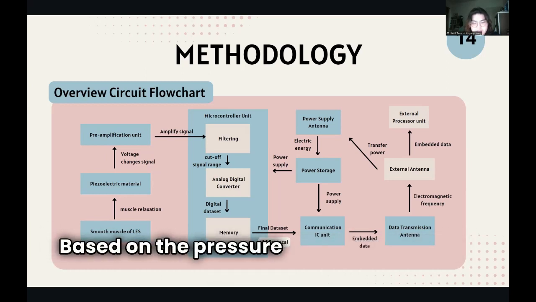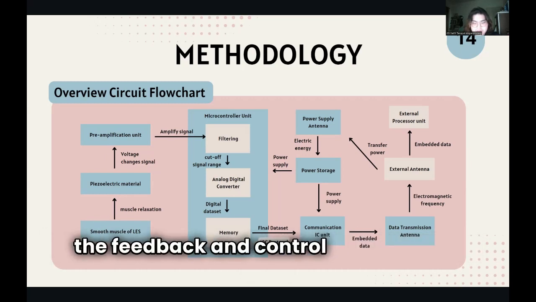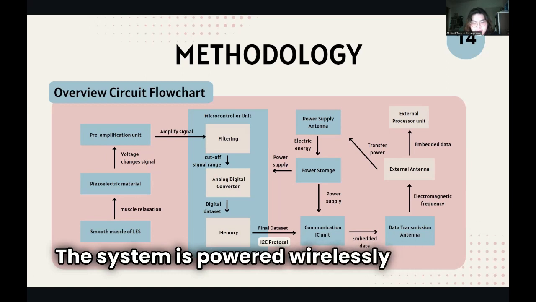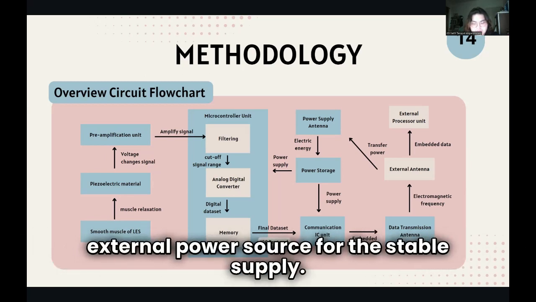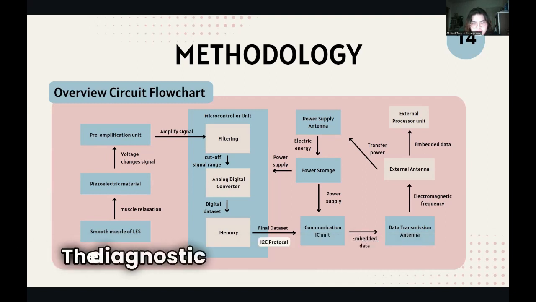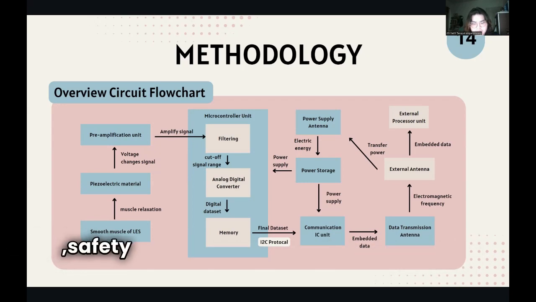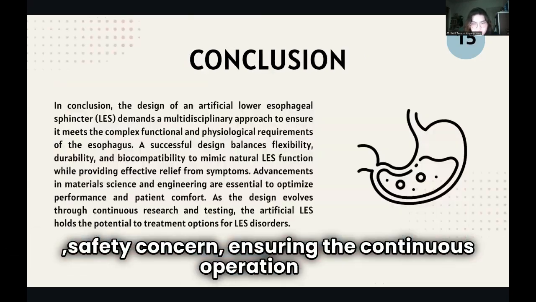Based on the pressure data, the feedback and control signal adjust balloon inflation. The system is powered wirelessly from an external power source for a stable supply. Diagnostics run to check for errors or safety concerns, ensuring continuous operation.